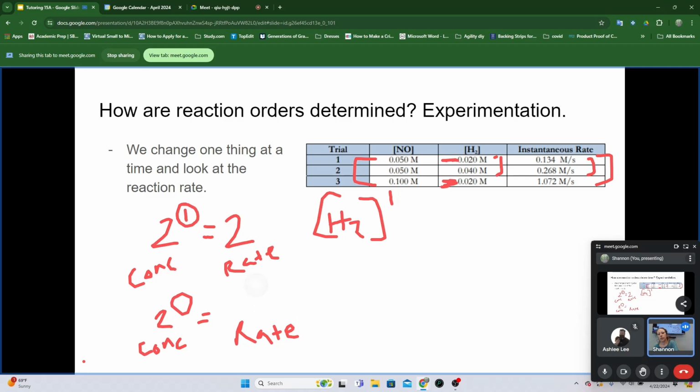You should end up with a nice, very close to integer number. Okay? So 2 to the what power equals 8? 2 times 2 is 4, times 2 is 8. So how many times do we multiply 2 by itself?